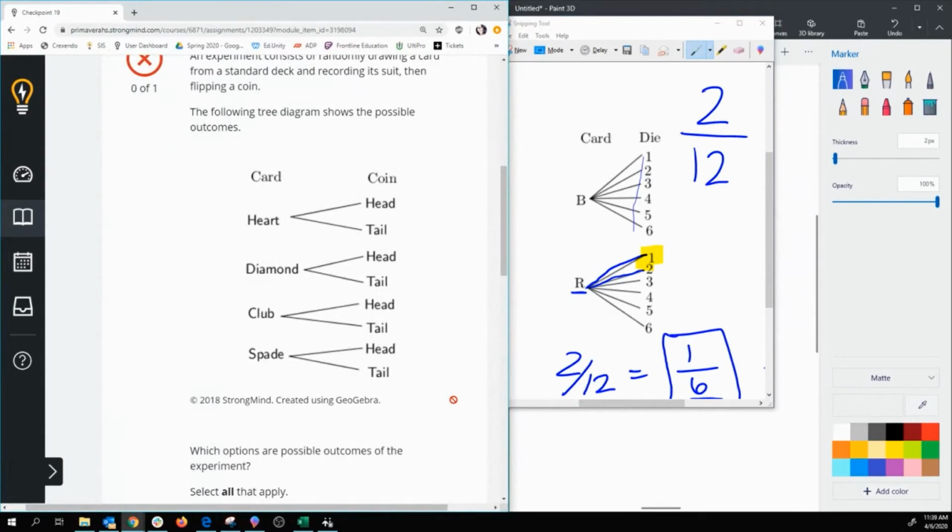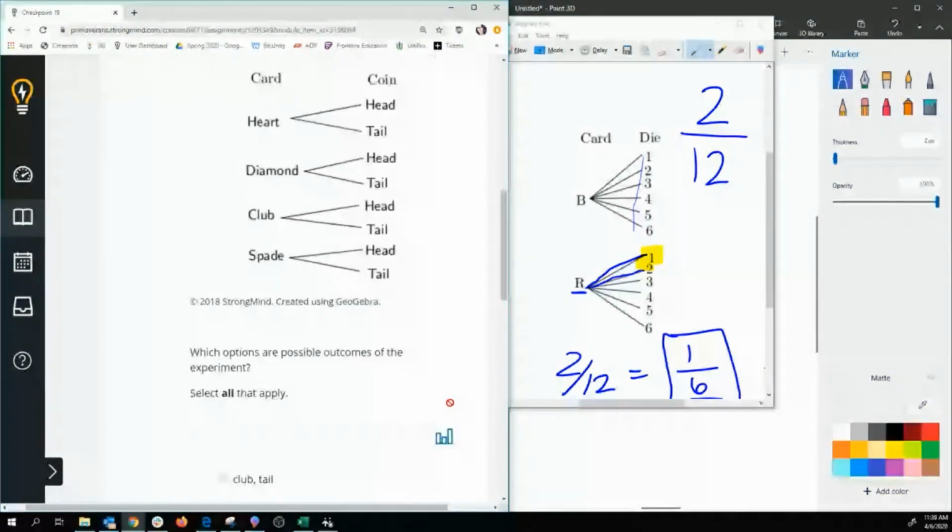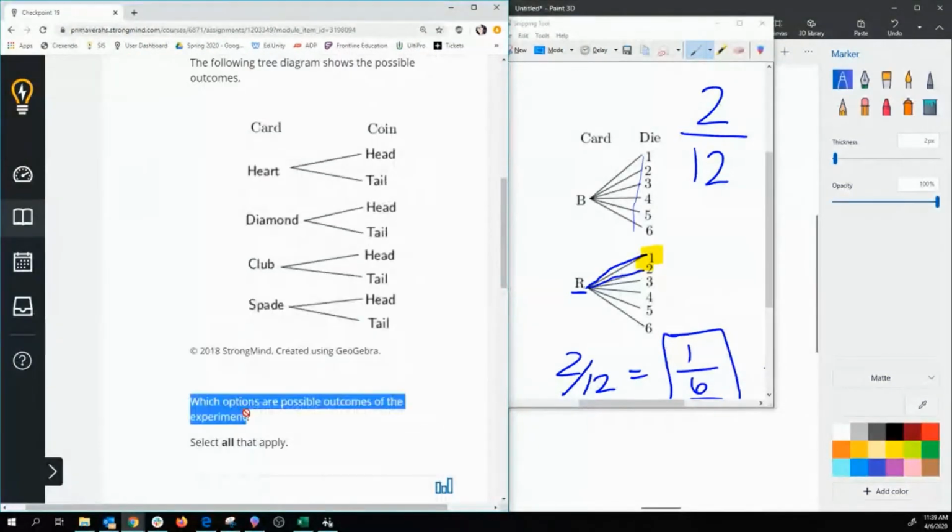Next question is going to use the tree diagram that has the card suits, so like heart, diamond, and club, and the coin, heads and tails. The question that we're being asked is, what are the possible outcomes of the experiment? So what are the possible outcomes of the experiment?